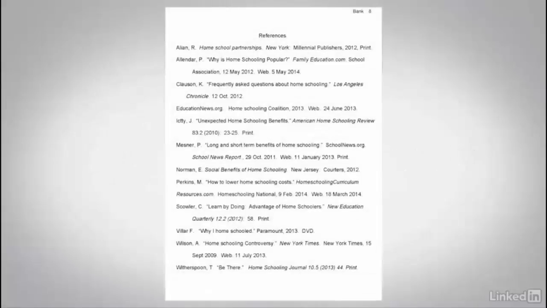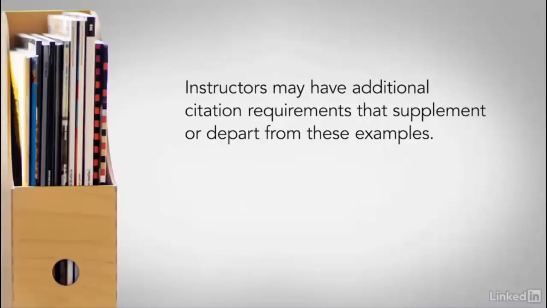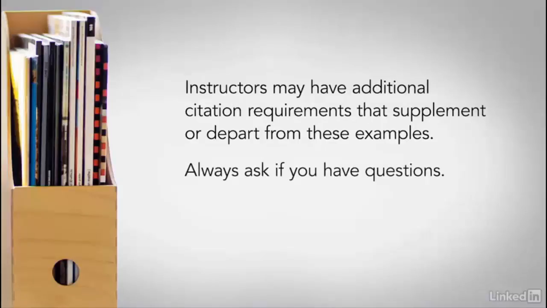The complete sources listed on the works cited use the hanging indentation format. The first line is flush with the left margin, and the additional lines for that entry are indented. The lines of each entry are generally double-spaced. And a final reminder. Instructors may have additional citation requirements that supplement or depart from these examples. Always ask if you have questions.